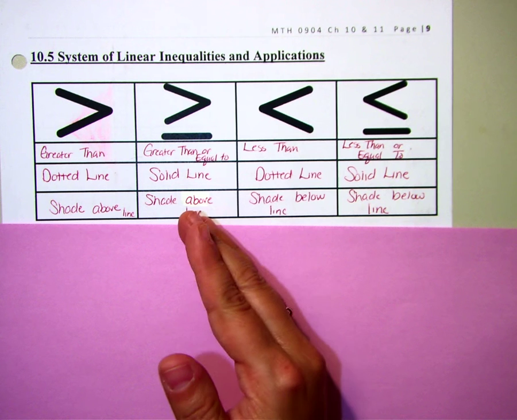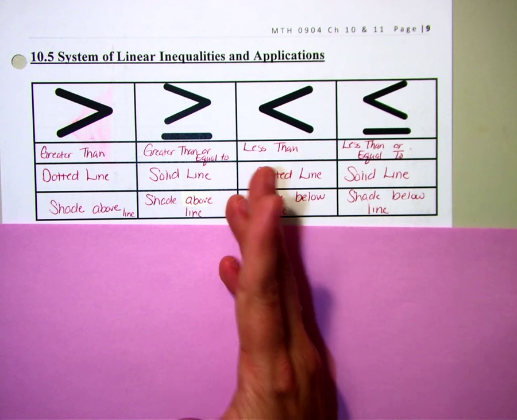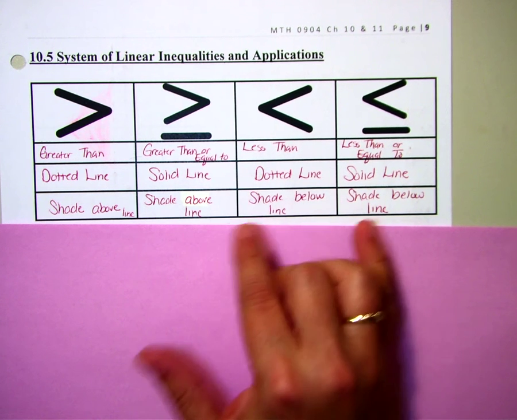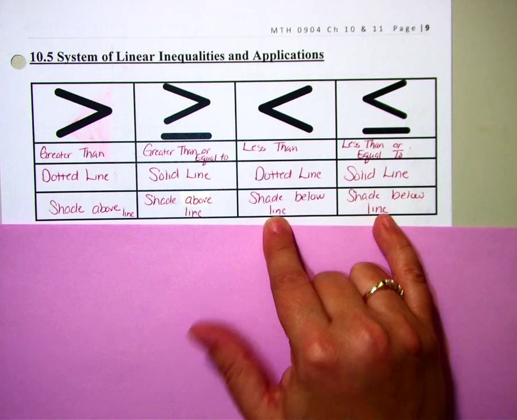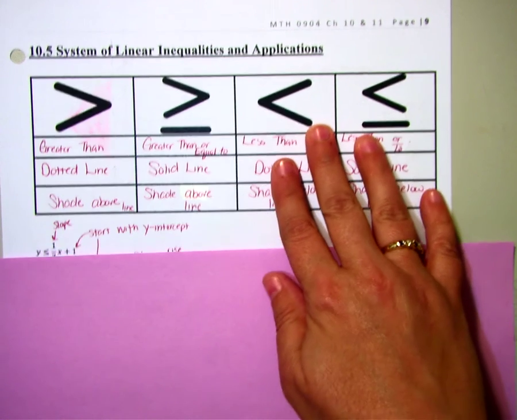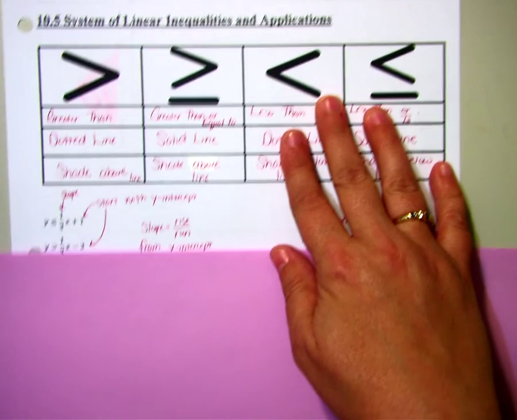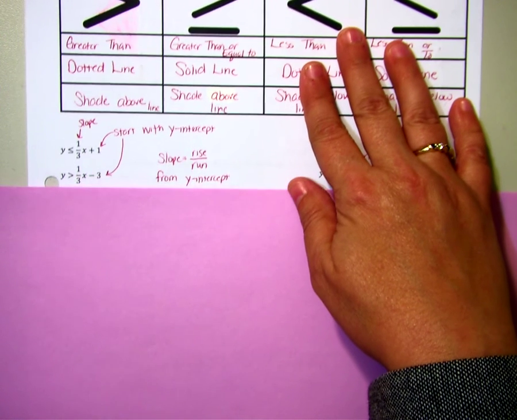So in this case, our y-intercept is positive 1. So we would plot that first, and from that point, we would rise 1 and run 3. Same idea down here. We would start with a y-intercept of negative 3, and from there, we would rise a positive 1 and run a negative 3. I'm going to show you that here in a moment.